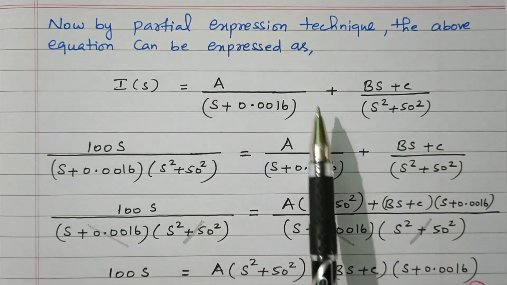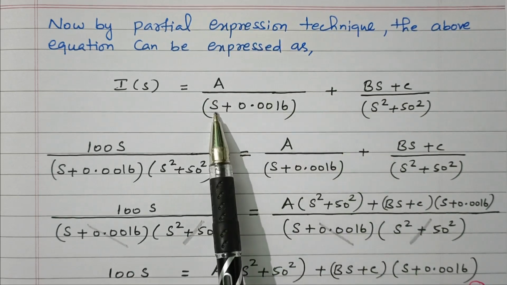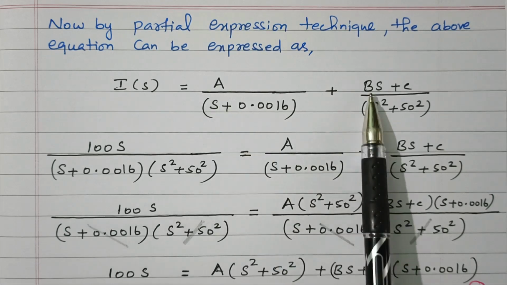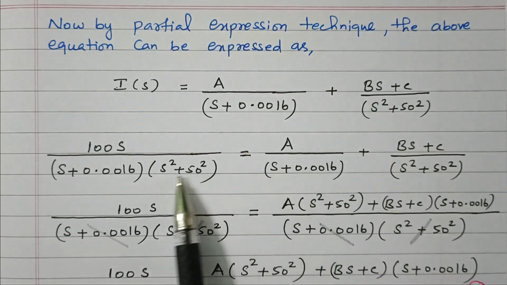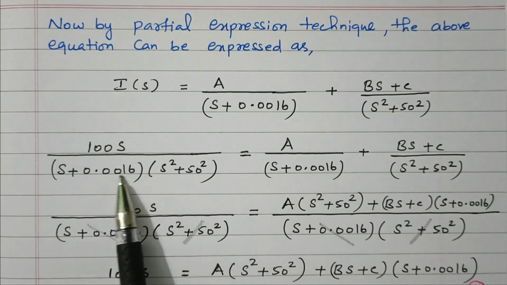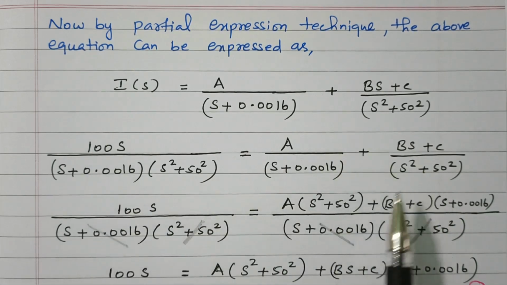In the partial fraction technique, two or three methods are available. This is one of the methods. Here s is available, so only one constant A. Here s square is available, so Bs plus C, two constants, are available. So equation 1 is now written like this based on the partial fraction.